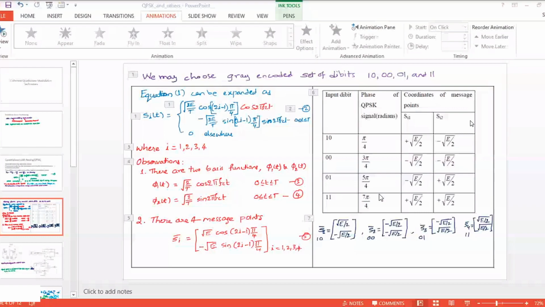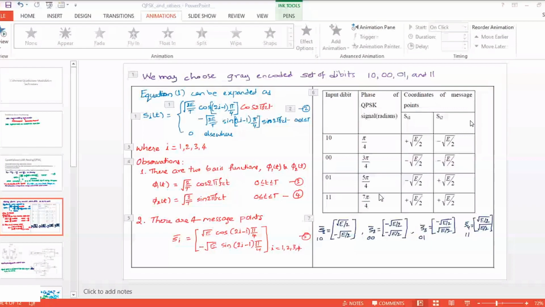What exactly are we asking? Why did we get these two basis functions? Yes. We got these two basis functions because in the expansion of s_i of t, for any given symbol we have a constant in front of cos 2 pi fct and a constant in front of sin 2 pi fct. So we can now express it in vector form. The basis functions are phi 1 and phi 2, which is what we got.